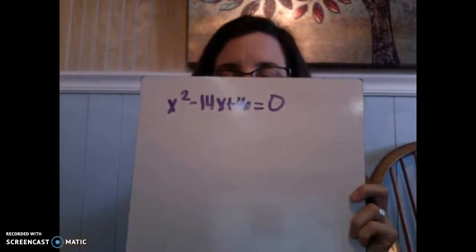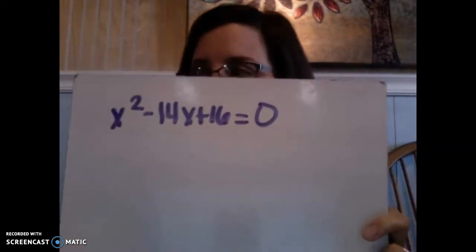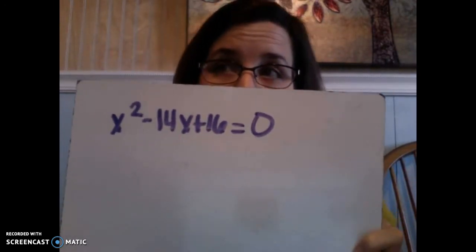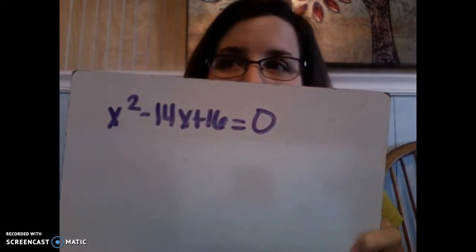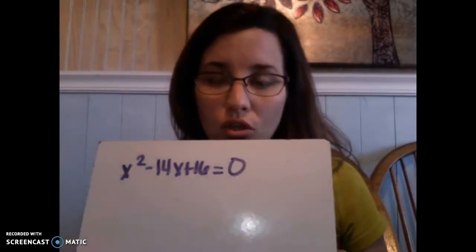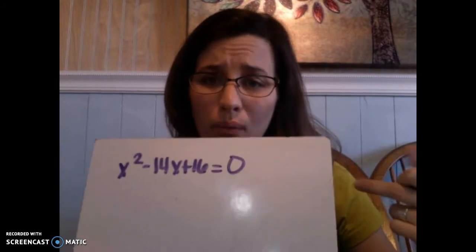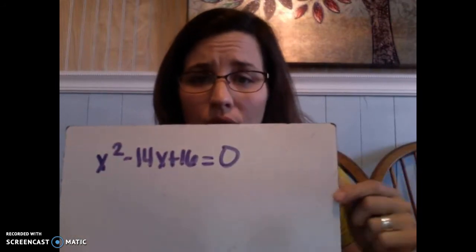So let's say we had the example x squared subtract 14x plus 16 equals 0. And I asked you, what are the solutions of this? Well, what we've learned so far is if there's no bx, we can just set it to 0 and solve. But when there's a bx, we can do the negative b over 2a and so on. But in this case, we would have to factor this one.